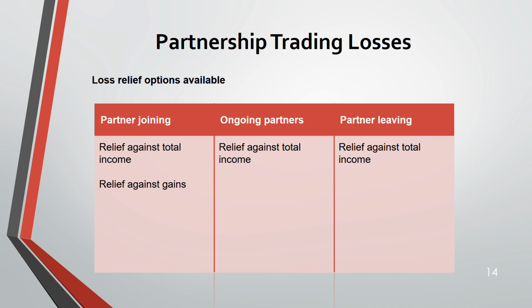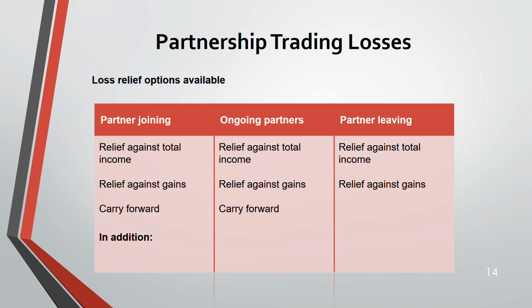Now, relief against chargeable gains is there when you're joining, for ongoing partners also, and for partners leaving also. This is just like your exam revision, right? You can carry forward when a partner is joining. Ongoing partners can carry forward, but when partners are leaving, there is no point in carrying forward. You can't carry forward. In addition, for partners joining only, opening year relief is there. For ongoing partners and partners leaving, nothing is there. And for partners leaving, terminal loss relief is there. In my previous lecture, lecture 4, I explained how terminal loss relief works. Terminal loss means the loss of the last 12 months when you're trading.